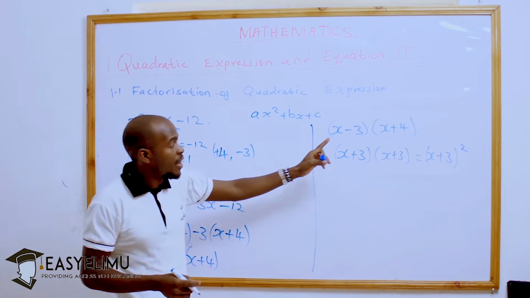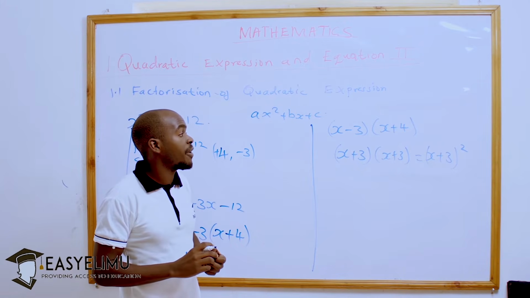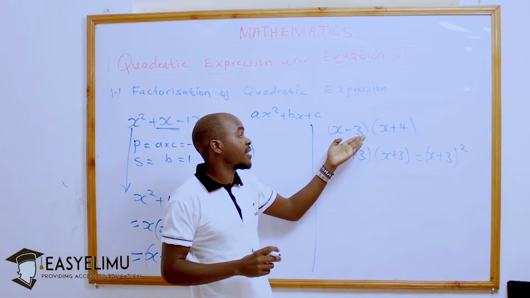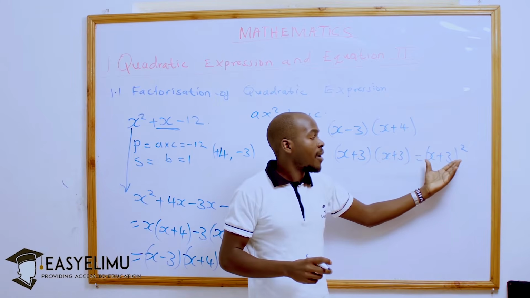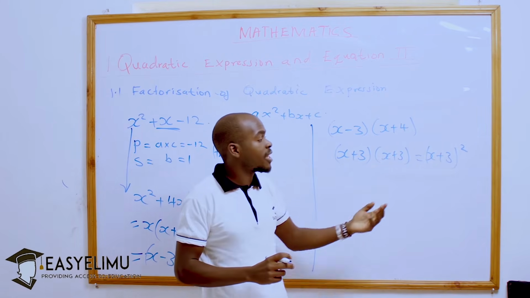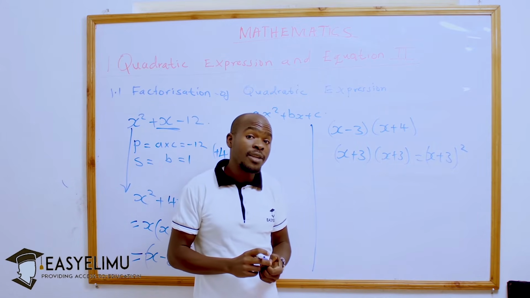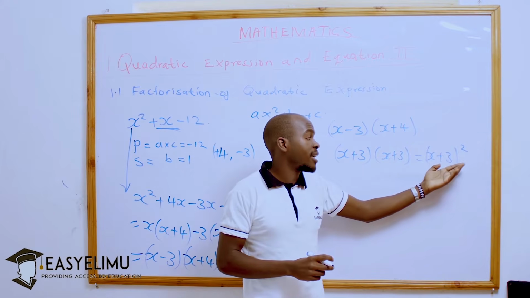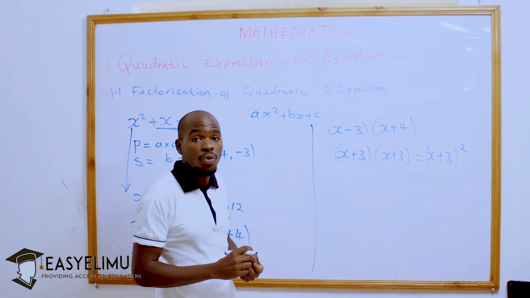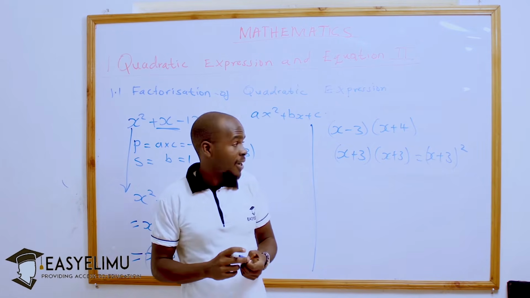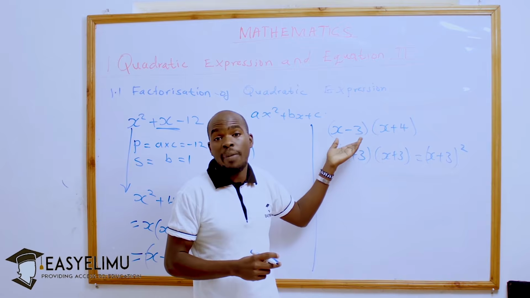We have two factors, but each bracket is different from the other. For instance, here is x minus 3, this is x plus 4. Thus, we have identified those factors. We can conclude by saying that those factors which give two identical factors, we call them perfect factors. For instance, this x plus 3 is a perfect factor. So the first expression was giving us a perfect factor, and this one is not a perfect factor.